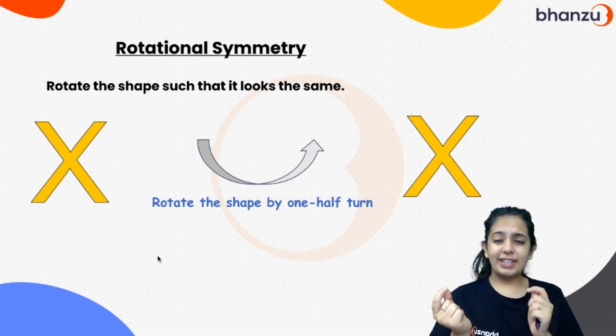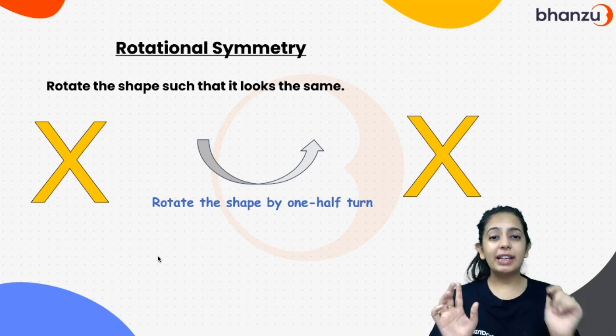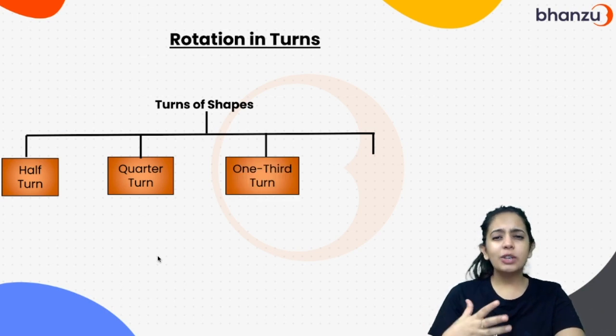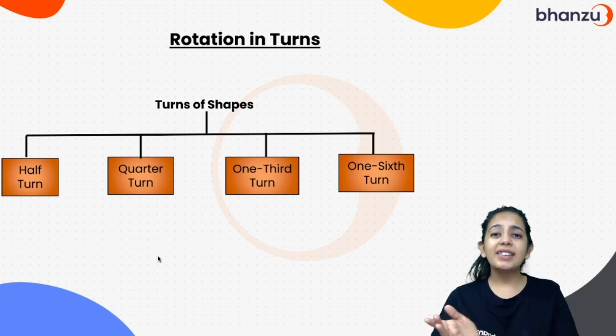Similarly, you can look around yourself and try rotating the shapes, but make sure to rotate it by less than a one complete turn. You can maybe choose a half turn, a quarter turn, 1/4 turn, 1/3 turn, 1/6 turn. So you can rotate it in any way, but it should be less than one complete turn.